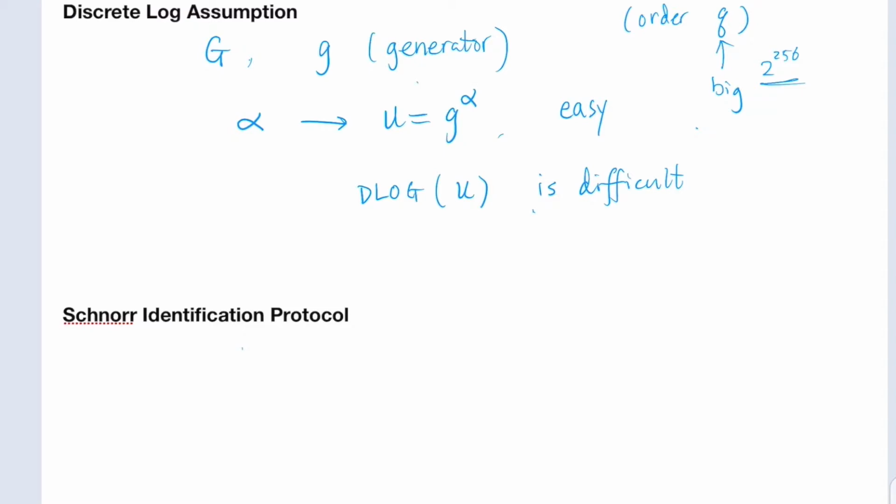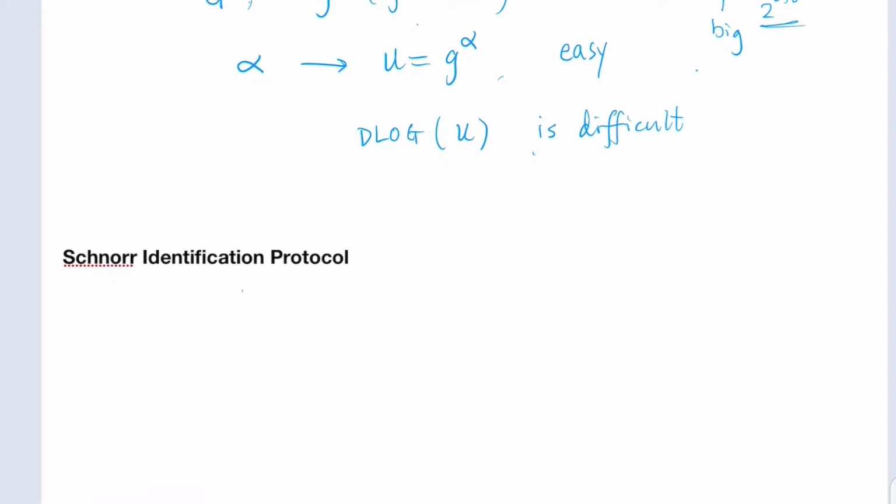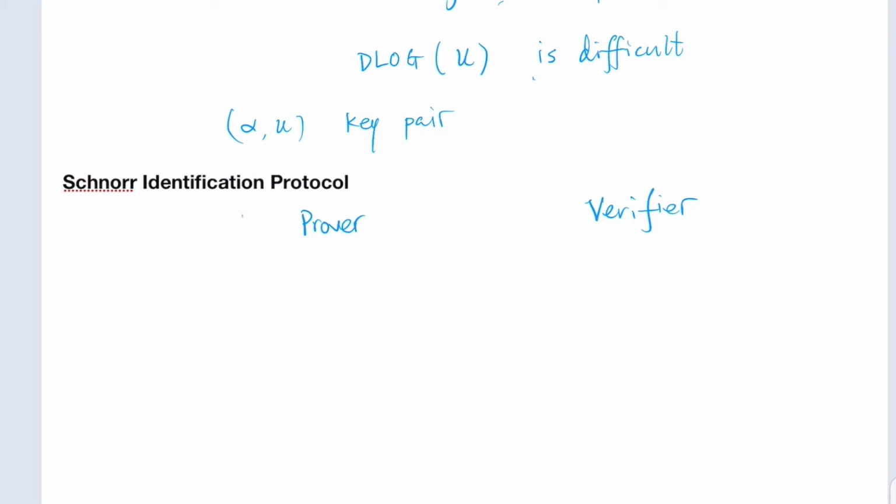In this setup, let's say we have alpha and u as a key pair. This is a private key and this is a public key, right? Now in this identification protocol, usually you try to prove yourself. You log into Google, you try to prove you are who you claim to be by sending out the username and the password to Google. So in a typical identification protocol, there is a prover and there is a verifier. In the Google case, you are the prover, and Google's service is the verifier, verifying your password.